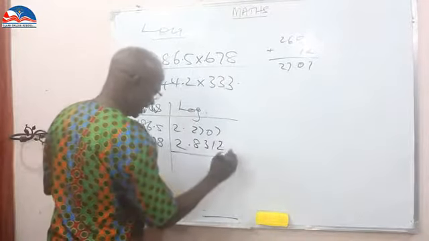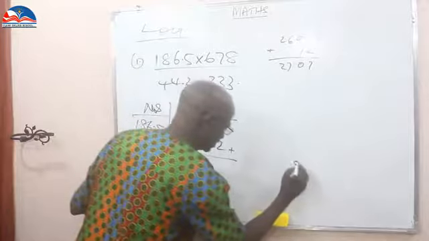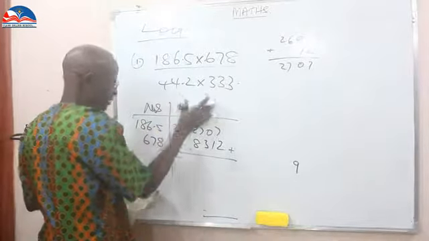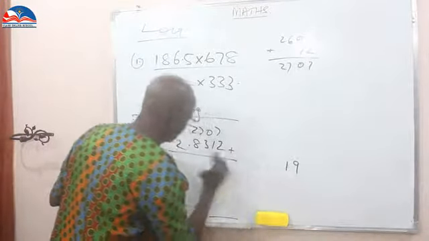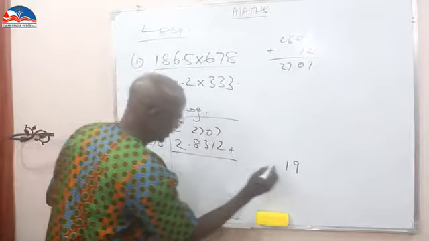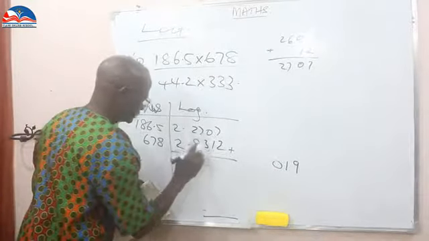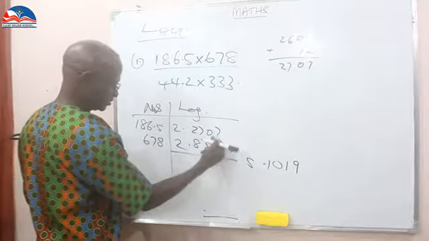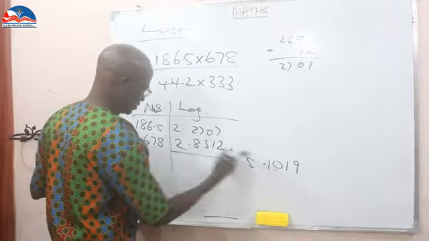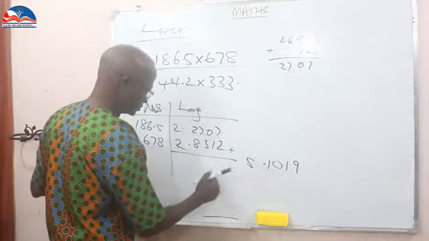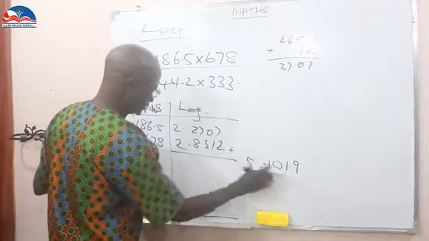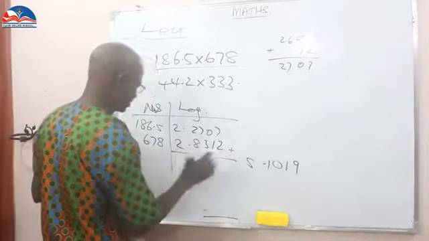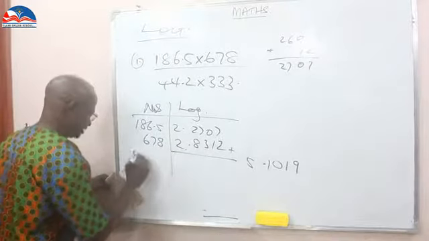Now multiply, so you are going to add the logs. Bring it here, 9, plus this 1, then plus this again, 10, carry 1. Then 10, 11, carry 1, then 4, 5. Take it again: 9, 1, 10, carry 1; 10, 11, carry 1, and the characteristic sums to 5.